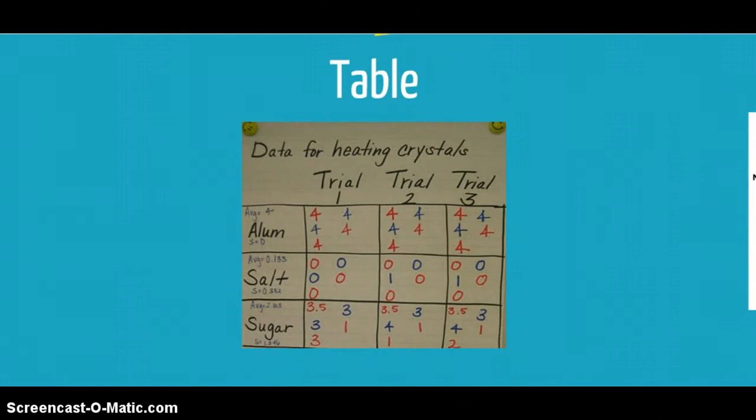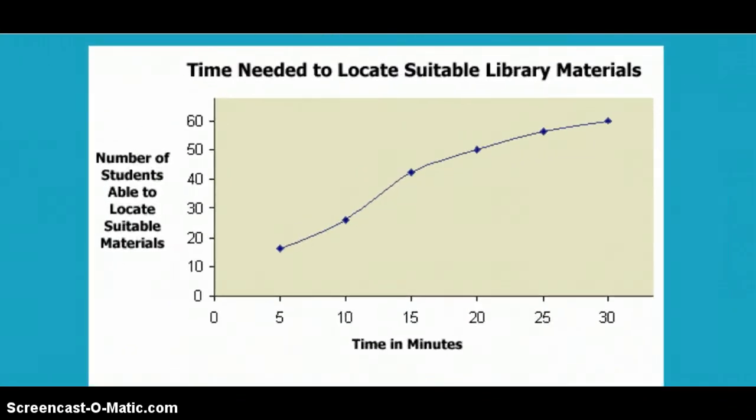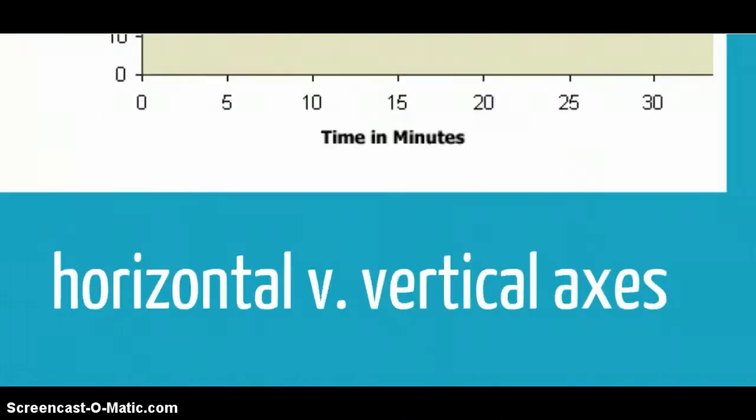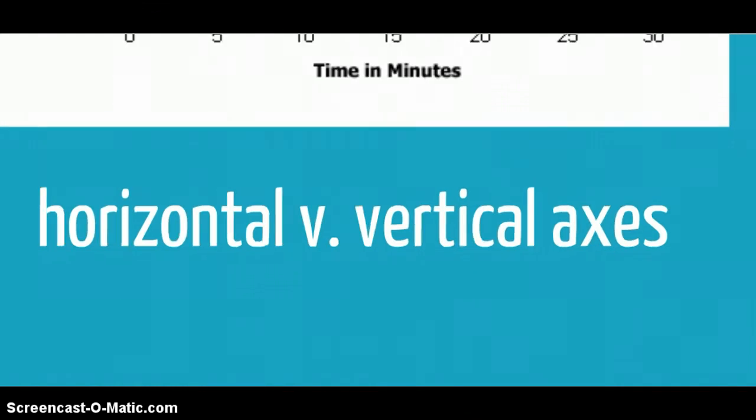One step up from a table, though, is a line graph. This tells a story more dramatically than a table because it makes the relationship between two variables immediately visible. You can see the relationship portrayed in the trend line here. Always consider the relationship between the horizontal and vertical axes. The horizontal axis contains the predictable known variable. The vertical or y-axis contains the unpredictable variable.